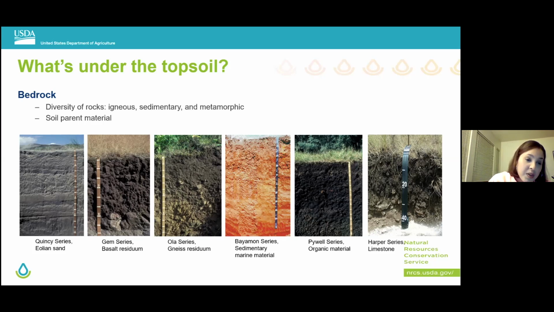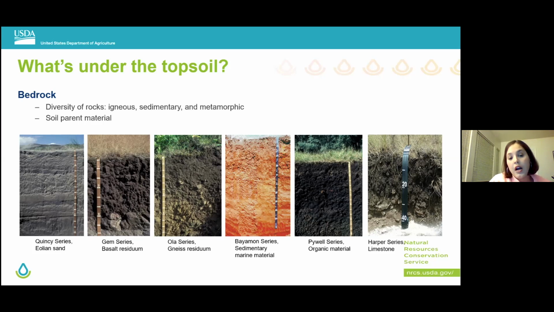Here, the Quincy series on the left is a soil made of Aeolian sand. Look how different it looks compared with the Gem series, which is made of basalt, or the Ola series made of gneiss. Gneiss is a metamorphic rock. Look how different they look. Take a close look at the Bayamon series. Bayamon series is in the tropical areas, in Puerto Rico. That soil, I got to see it in person. It was very red. In the picture, it looks more orange, but it was very red.